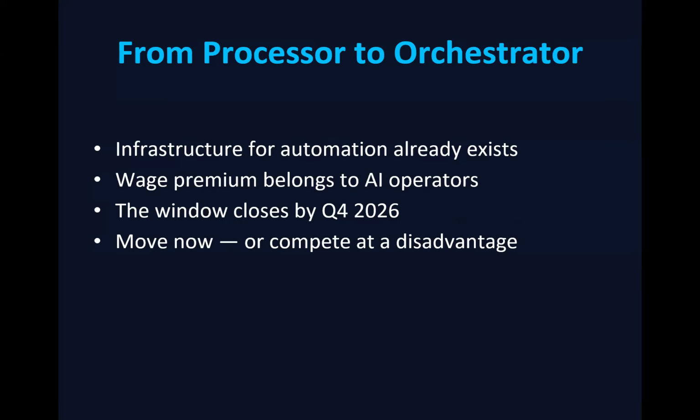Slide 6. From processor to orchestrator. Infrastructure for automation already exists. Wage premium belongs to AI operators. The window closes by Q4 2026. Move now or compete at a disadvantage. Yeah, this slide says that it's high time, it's the need of the hour. Pull up your socks and start learning different tools out there in order to match the pace of the world.